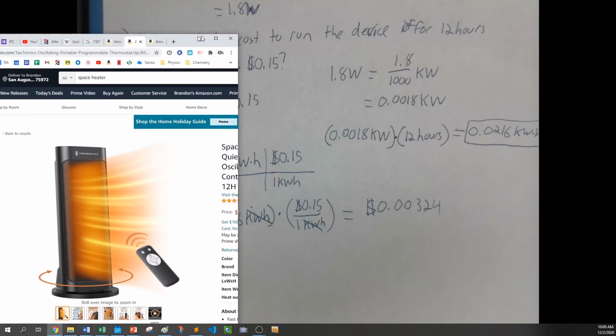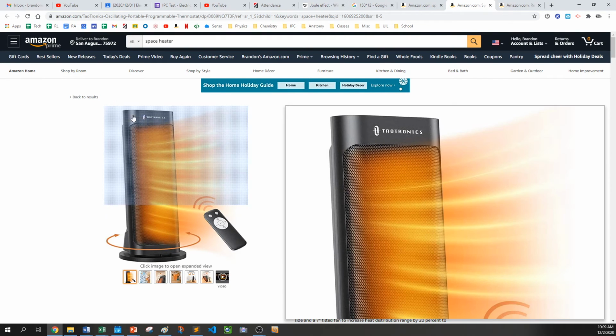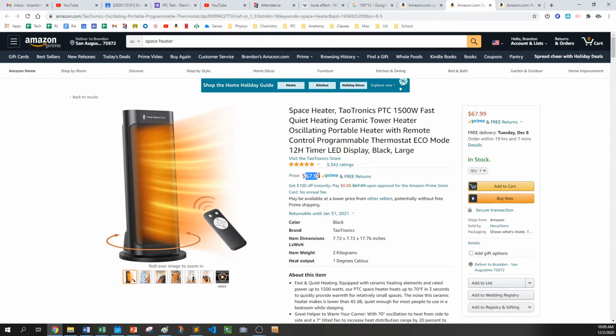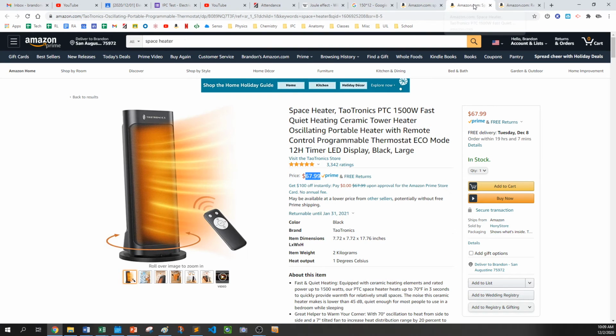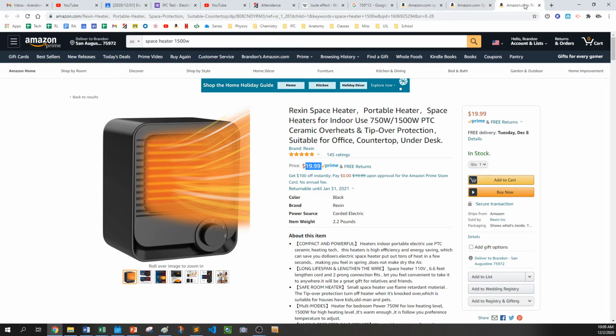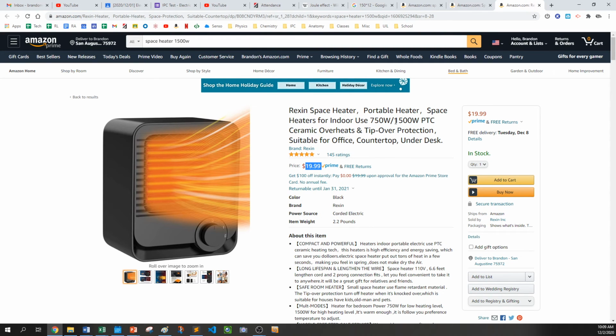All right, which space heater do you think is better? This one is $68, and this one is $20. Which one is better? Which one produces more heat? They both generate 1,500 watts of power.